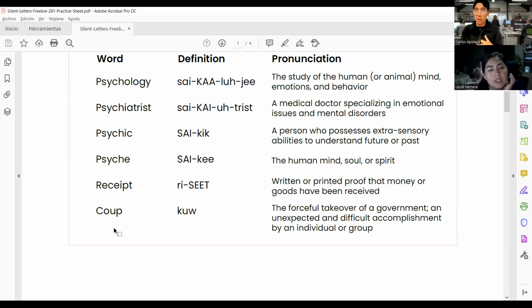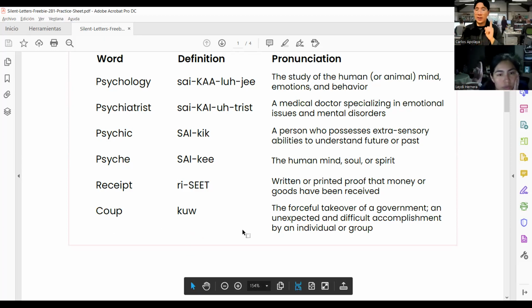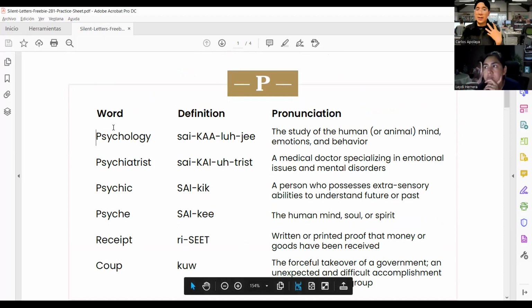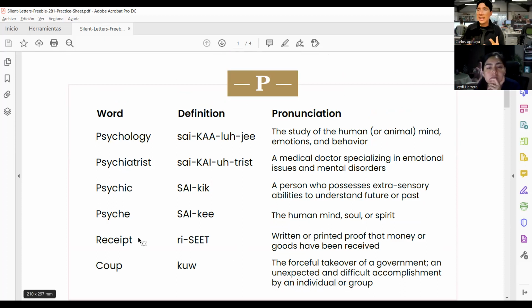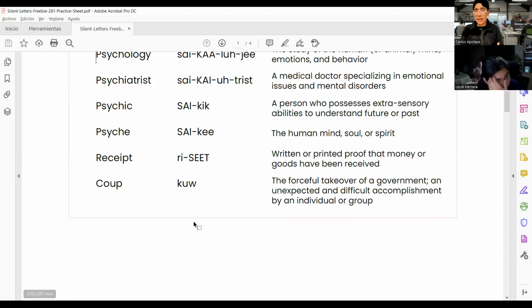I didn't know that word. Okay, this is the word: the forceful takeover of a government, or an unexpected difficult accomplishment by an individual or a group. This is the coup. So here you have six words. And there isn't a rule, as I said before, but you just need to learn them by heart.